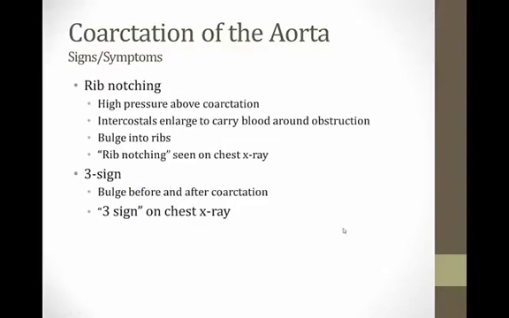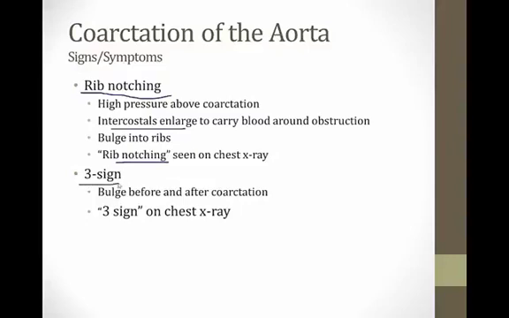Some more signs and symptoms of coarctation you should know about. An X-ray may show what's called rib notching. So there's high pressure above the coarctation, and this forces blood into the intercostal arteries, which enlarge to carry blood around the obstruction. The intercostal arteries bulge into the rib, and you will see rib notching on X-ray.